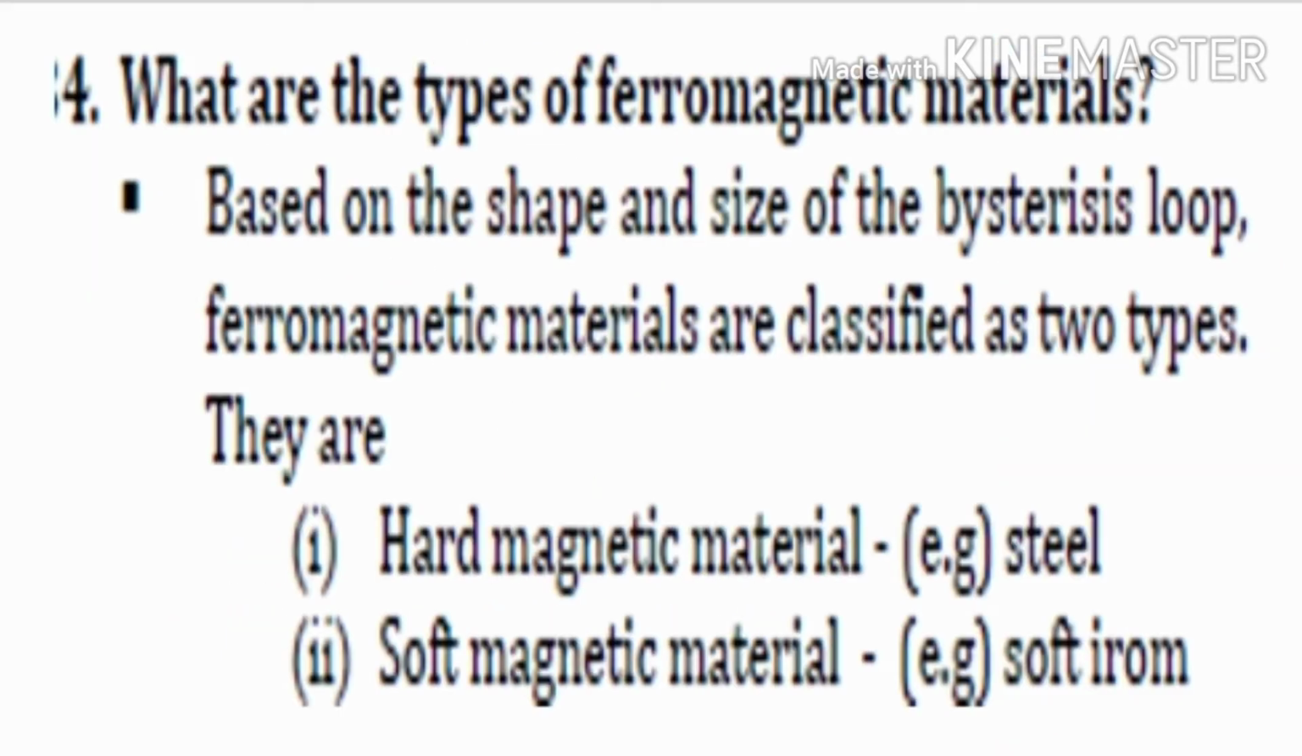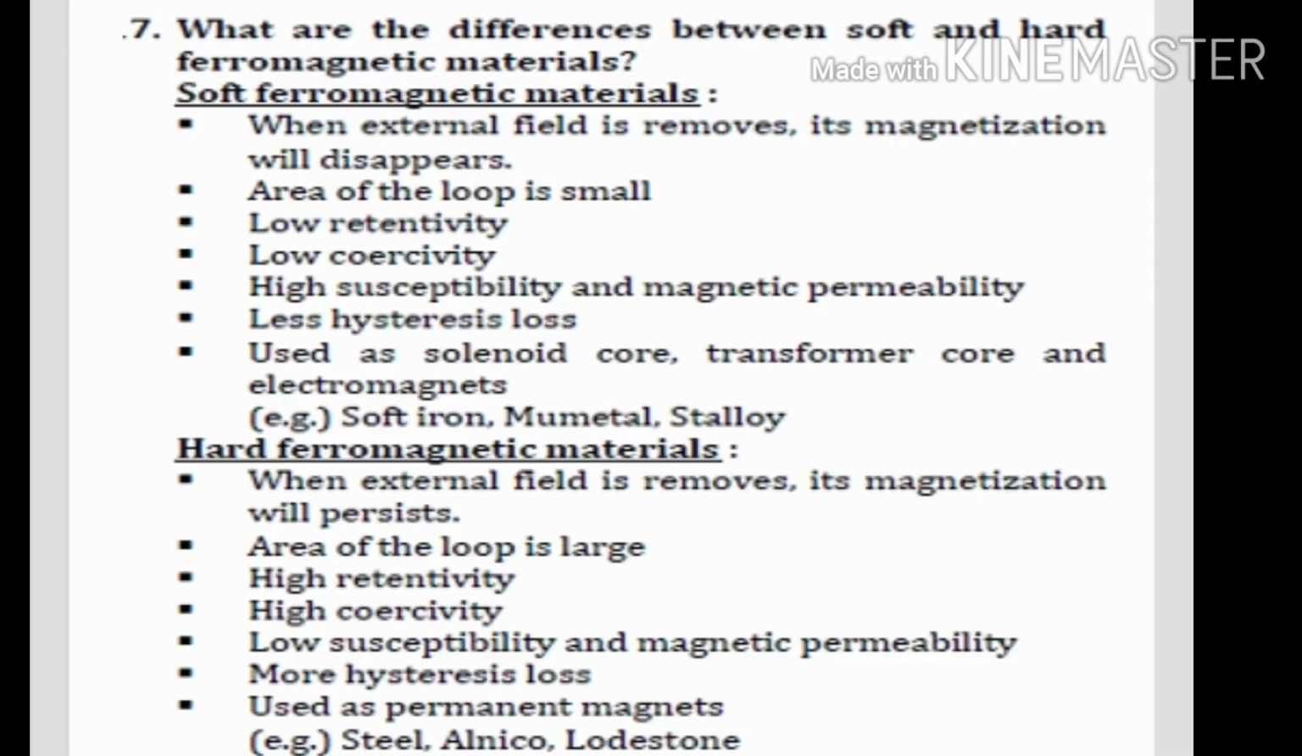Next one is types of ferromagnetic materials. Based on the shape and size of the hysteresis loop, ferromagnetic materials are classified into two types. They are hard magnetic material, for example steel, and soft magnetic material, for example soft iron. Next one is about the differences between soft and hard ferromagnetic materials.